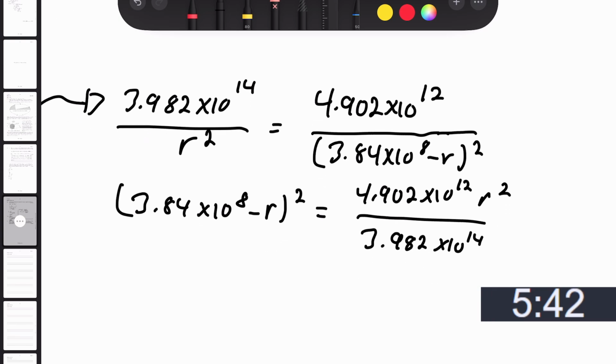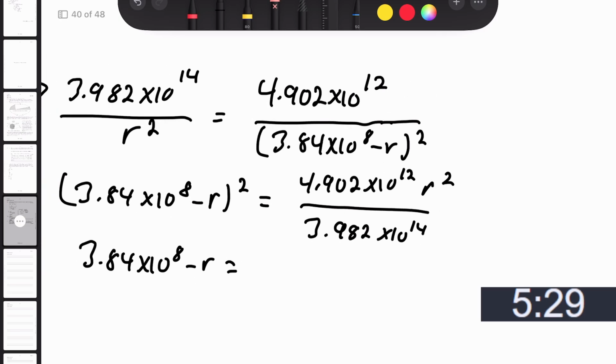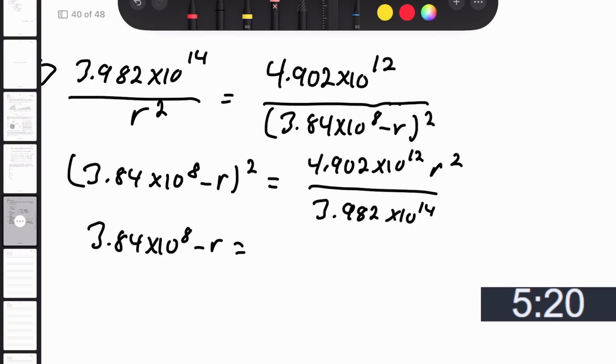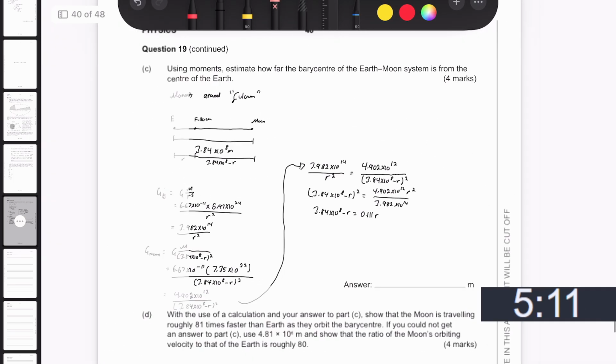So then let's square root everything actually. So I get 3.84 times 10 to the 8 minus r. It's going to equal the square root of 3.902 times 10 to the 12 over 3.982 times 10 to the 14, which is 0.111 r, plus r.